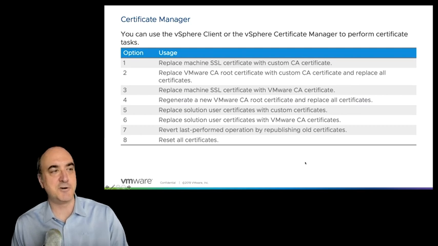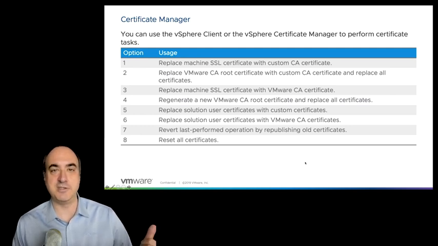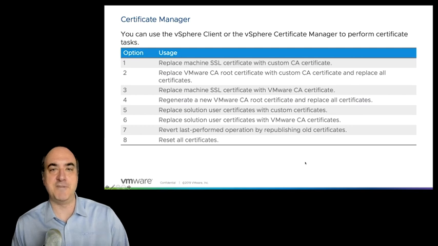So for instance, first option number 1, replace machine SSL certificate with a custom CA certificate. That's hybrid mode. So it's the first one in the list, right? It'll prompt you to generate a certificate signing request that creates the appropriate CSR file. You then export it out of the vCenter system, import it into your corporate CA, have them actually sign it, and then you go back and use option number 1 to replace it.